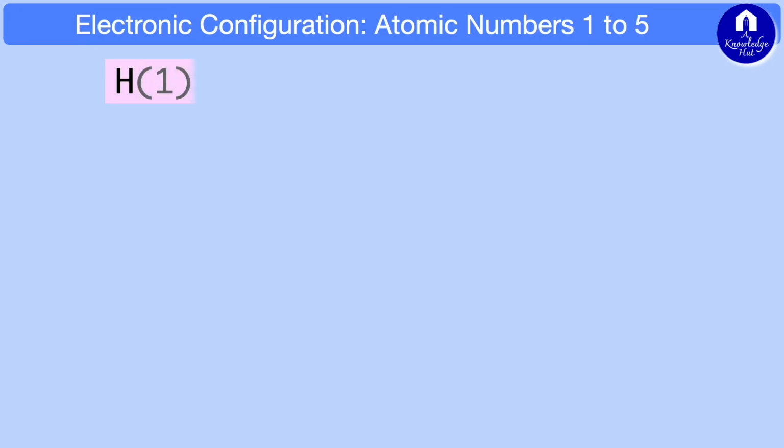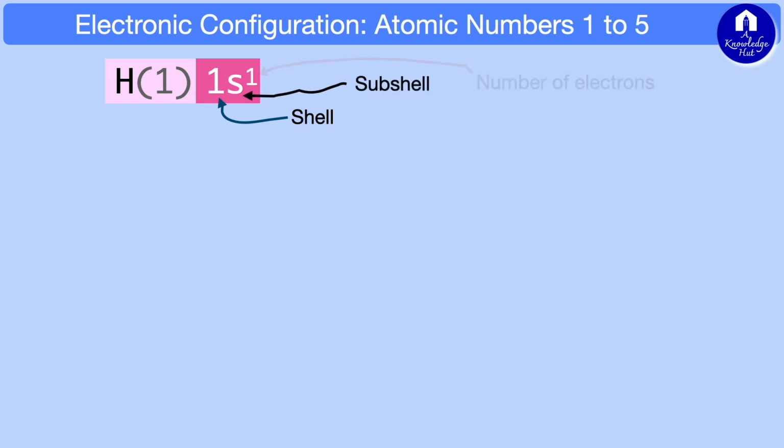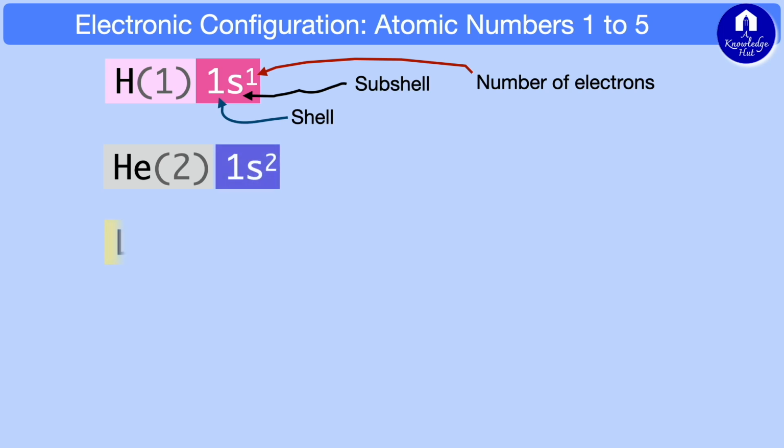A hydrogen atom is the simplest one. It has only one electron, which is easily accommodated in the only subshell S of the first shell. So the electronic configuration of hydrogen is written as 1s1, where 1 indicates the shell, S indicates the subshell within the shell, and the superscript 1 indicates the number of electrons. A helium atom has 2 electrons, which also fit into the 1s subshell, making its electronic configuration 1s2.